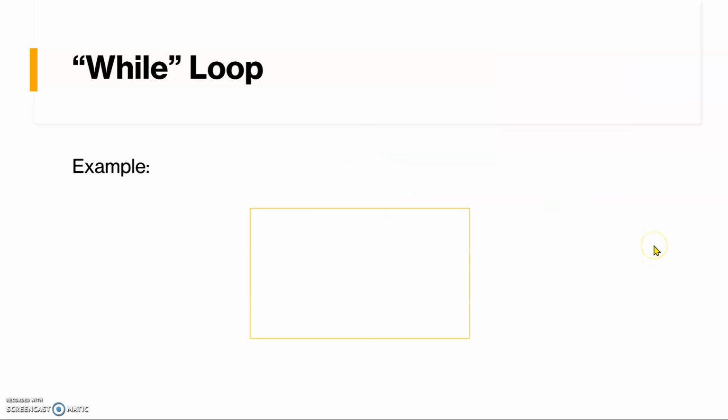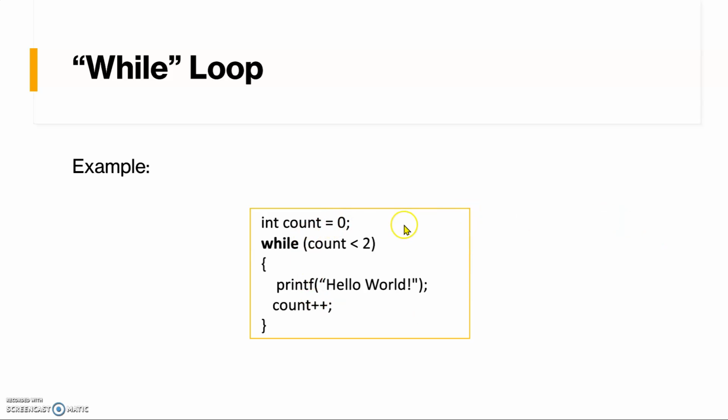Now let us learn a simple example here. If you see here an example where I have taken a count variable, and that count variable is initialized to 0, and then the count value will be checked with the value 2, as this one is our condition in our while, and if this condition is satisfied, we will be executing these statements, and again we will be going back to this condition checking.